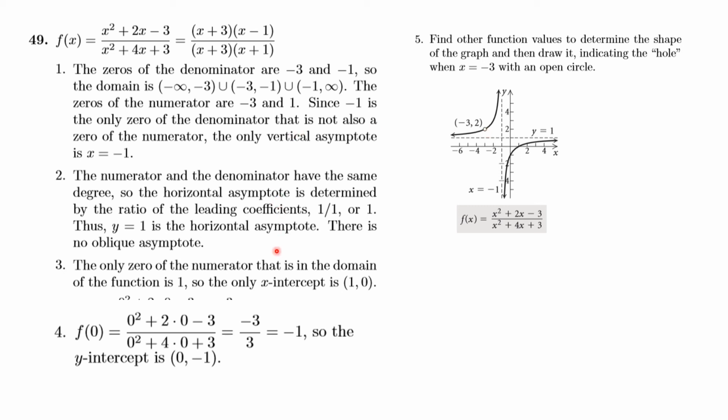The numerator and denominator have the same degree, so y equal 1 is the horizontal asymptote. The only 0 of the numerator that is in the domain of the function, minus 3 is not in the domain of the function, is 1 for x, and so it's 1, 0 is the root. That's where you hit the x-axis.